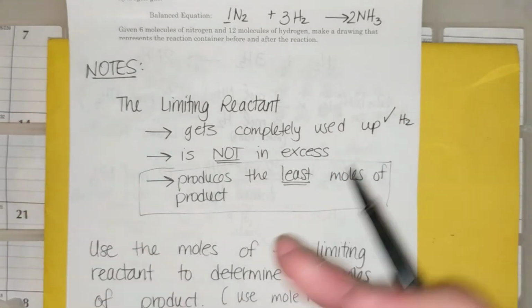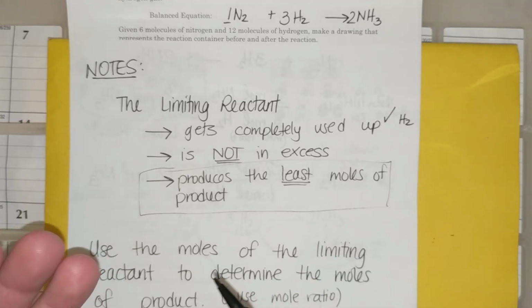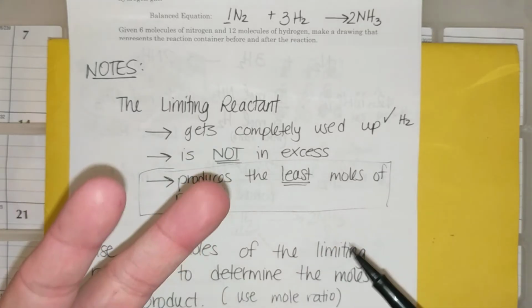Now remember my analogy with the sandwiches, okay? Mr. Tonelli likes his bologna and cheese sandwiches. If my sandwich requires 2 slices of bread, a slice of bologna, and a slice of cheese, I could make 1 sandwich. If I have 4 slices of bread, 2 slices of bologna, and 2 slices of cheese, I could make 2 sandwiches.